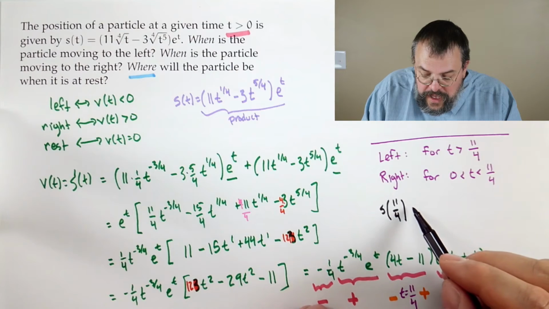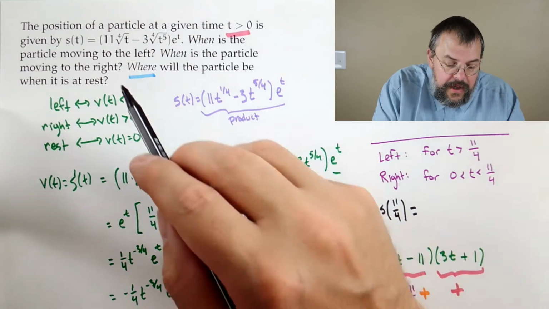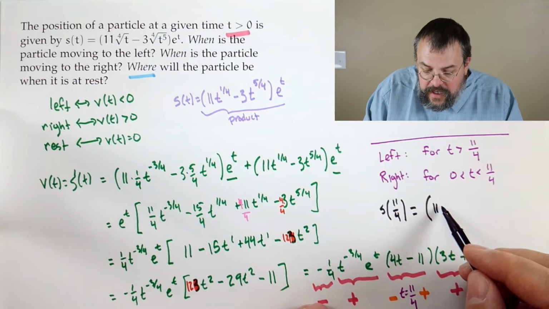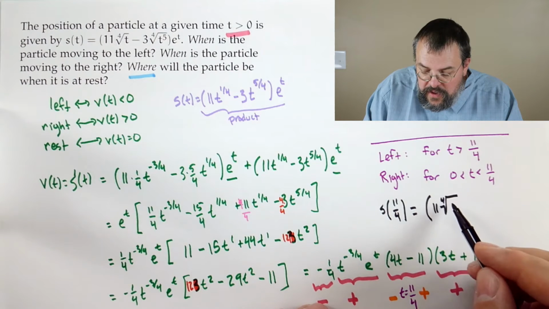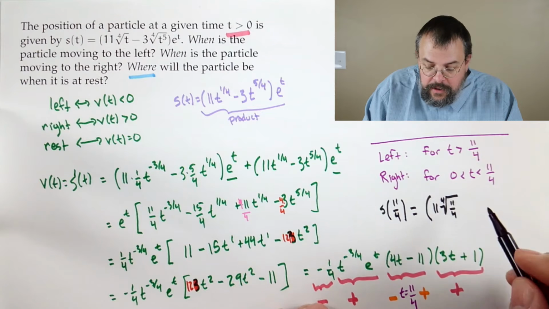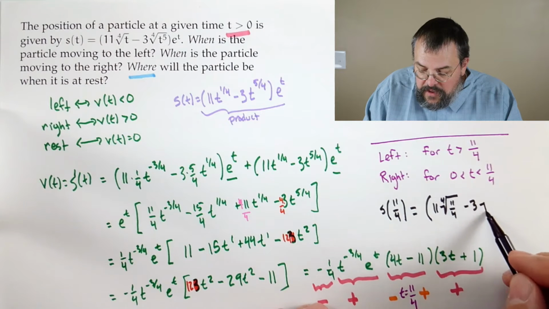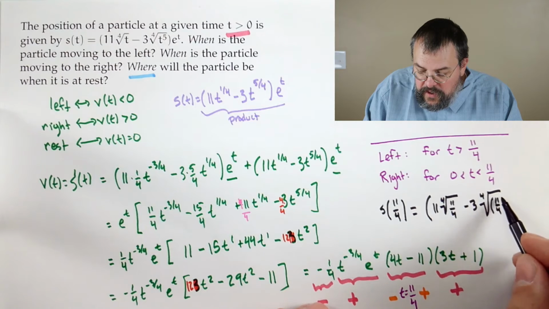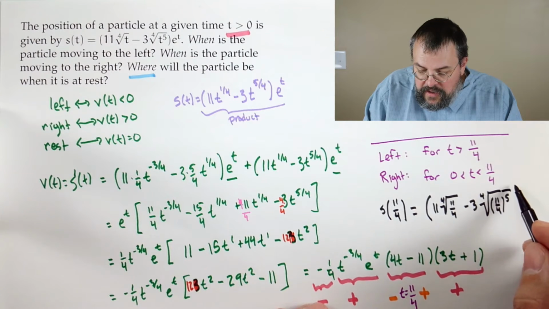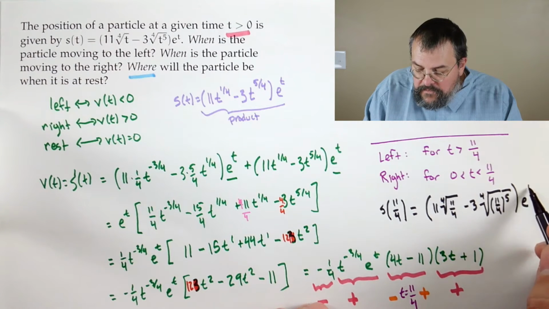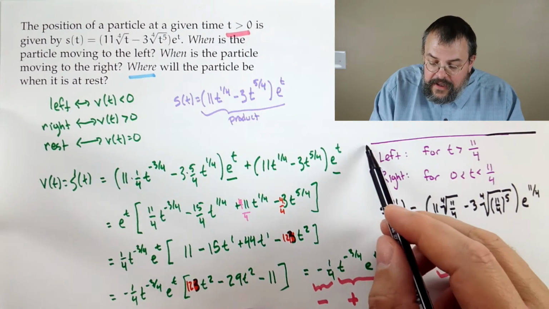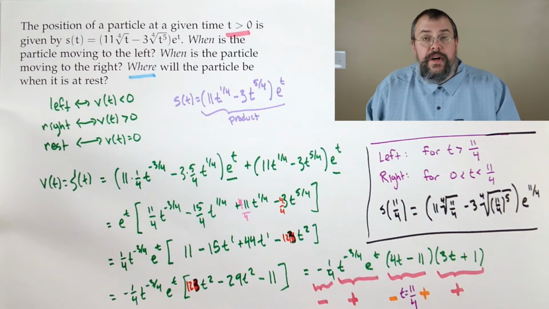So that would be what? You plug 11 over 4 in. So that's 11 times the 4th root of 11 over 4 minus 3 times the 4th root of 11 over 4 to the 5th power times e to the 11 over 4. Right, good.